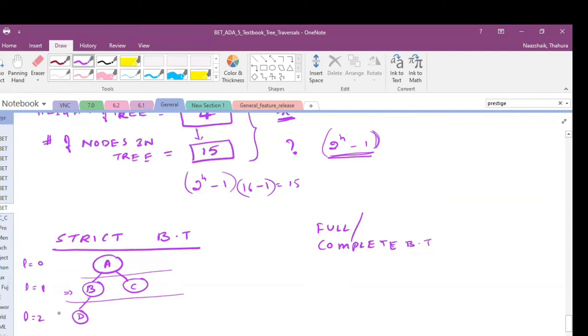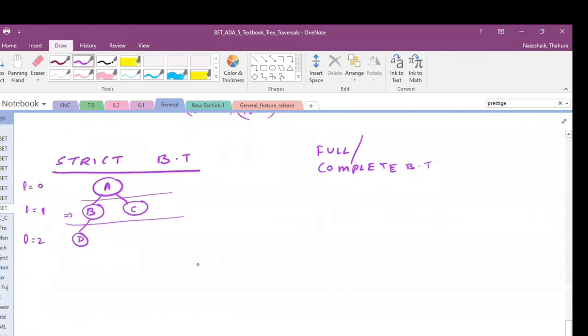This is level 2. Okay, now tell me, I want to add a few more nodes. So A, B, C, D is there. I want to add E, F, G, H, and I. Let's pick E. You tell me, is this correct or wrong? If it's a strict binary tree, is this allowed? In a strict binary tree, can I add E here? You did not get the question. You all are there?